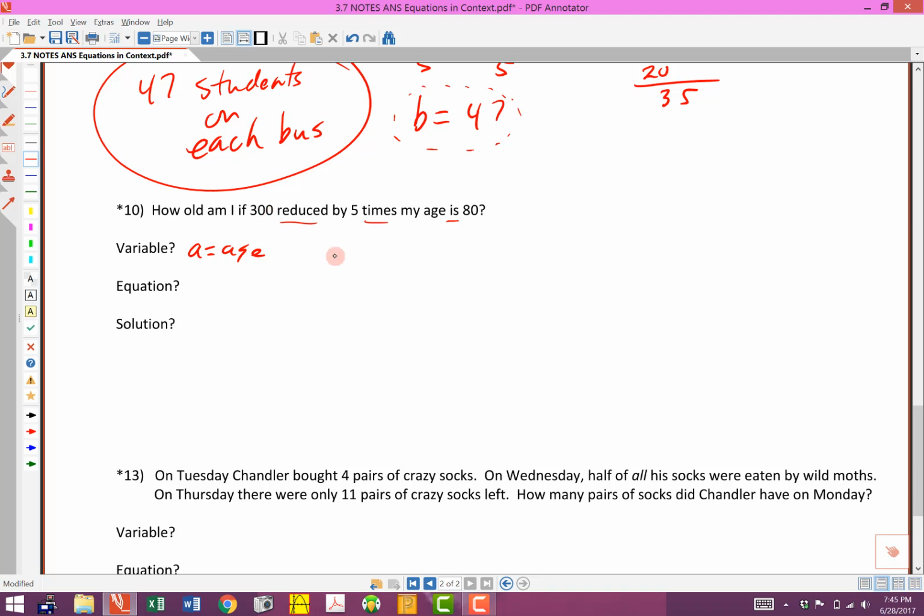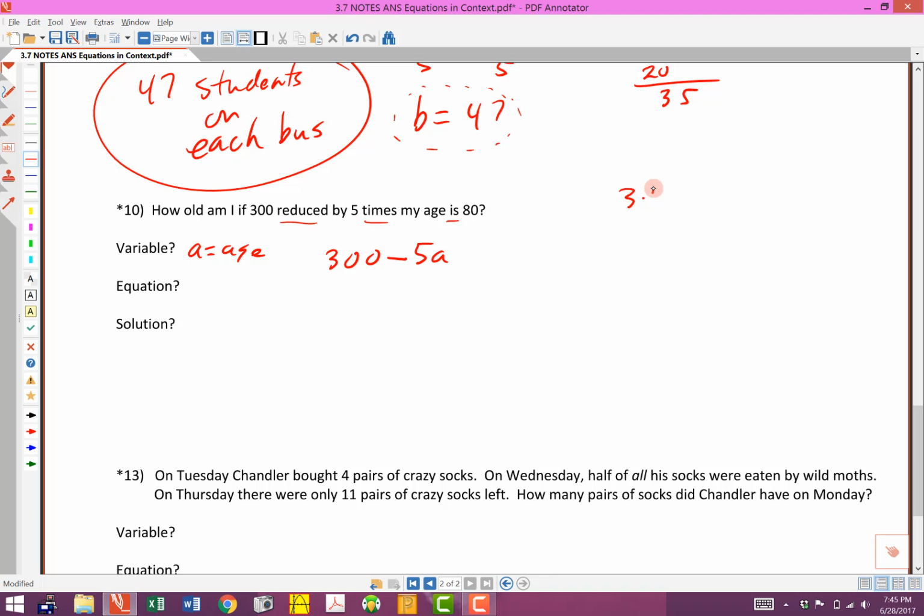And then we take 300. And if we take 300 and we reduce it by something, we're making it smaller. So we're going to subtract. We're going to reduce it by 5 times my age. So 5 times my age. 5 times A, where A represents age. And then is means equals.